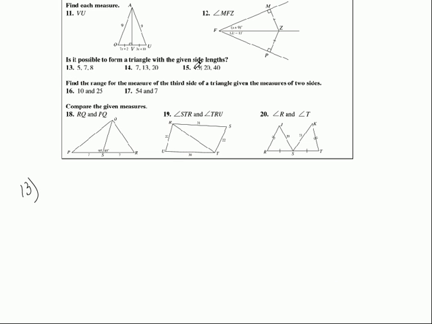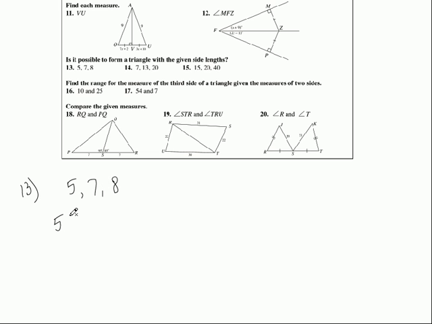Alright, 13 to 15 are basically the same kind of problem. So you just have to remember something. In order to form a triangle, if you have three sides, watch, I'll do number 13. If you have three sides and you need to determine if those three sides can actually make a triangle, you take the two shorter ones, okay? That would, in this case, be 5 and 7.